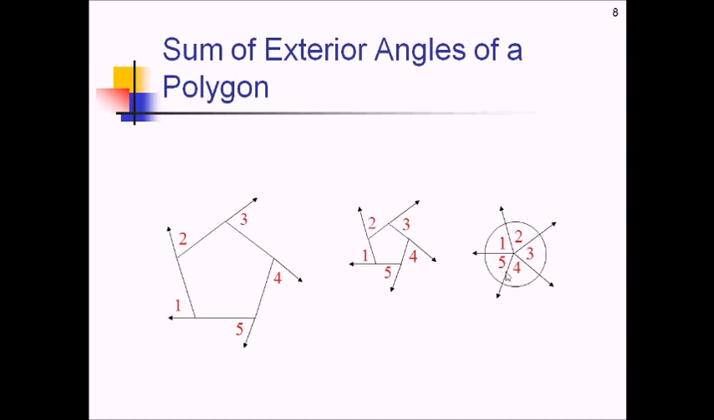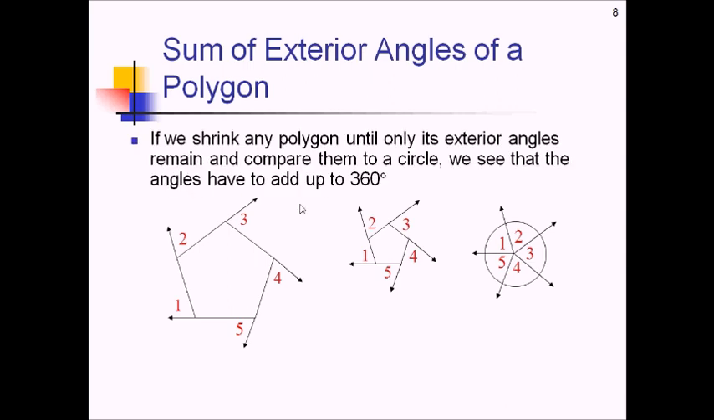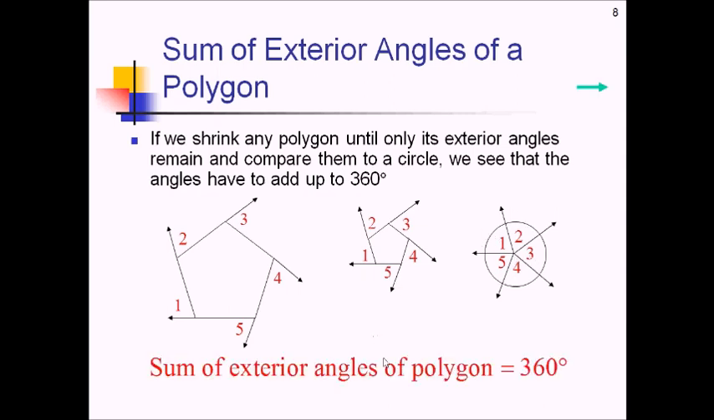How many degrees are in a circle? You got it. If you shrink any polygon until only its exterior angles remain, you're going to see that the angles have to add up to 360 degrees. And this is going to be true no matter what the polygon is. No matter what it is, we can always shrink it so that these exterior angles form a perfect circle. So in general, the sum of exterior angles of a polygon is automatically 360 degrees.